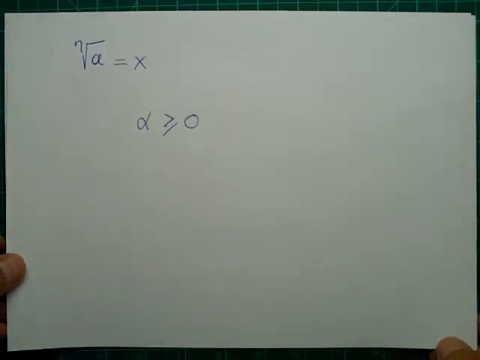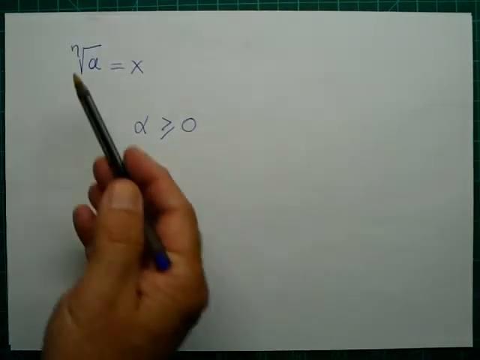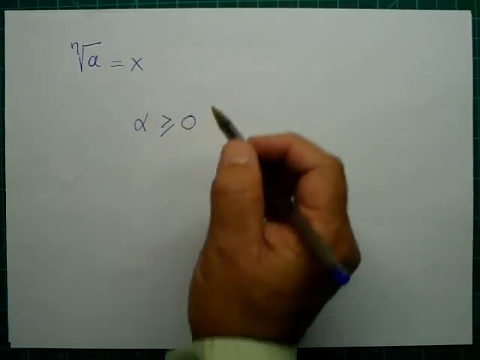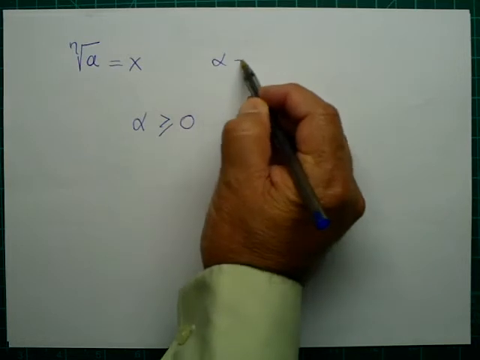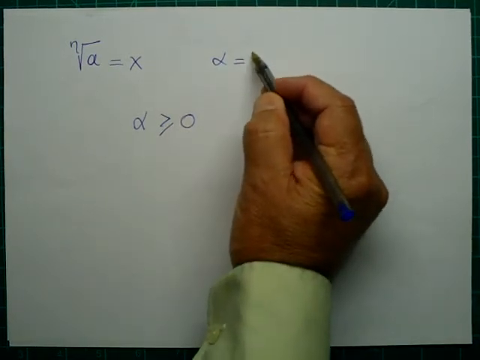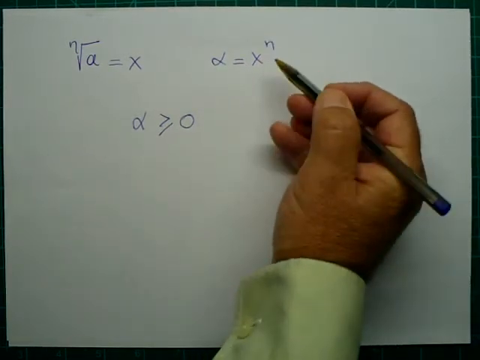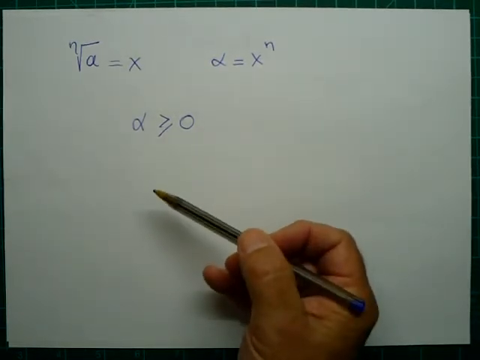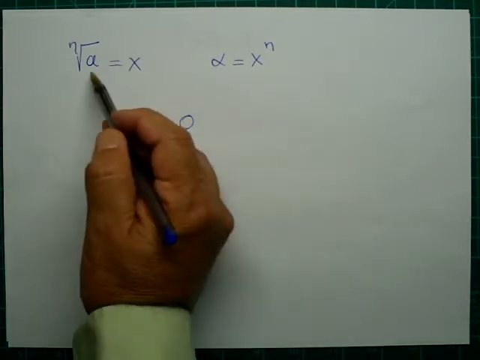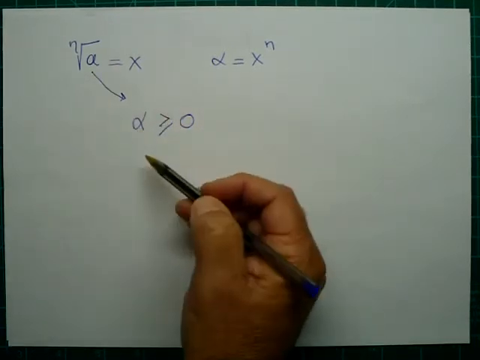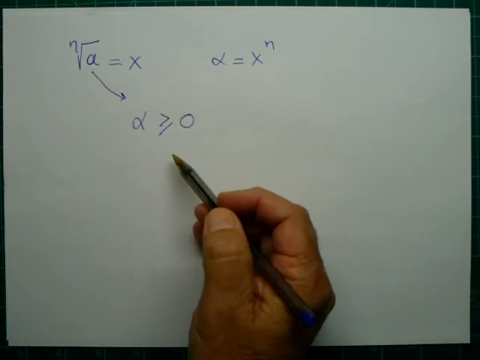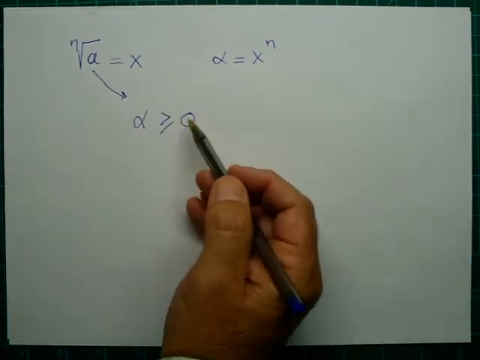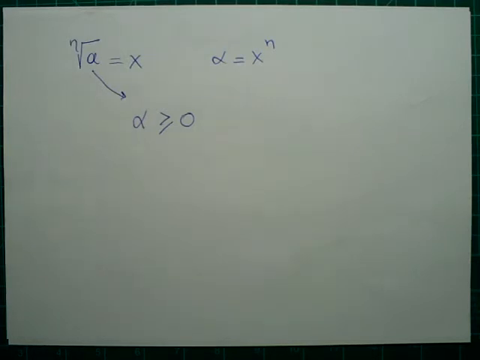Generally speaking, theoretically speaking, the nth root of number a is equal to number x if a is equal to x to the power of n. Well, mathematically speaking, according to modern mathematics, this number a, which is under the radical, should be greater than or equal to 0. Well, okay.